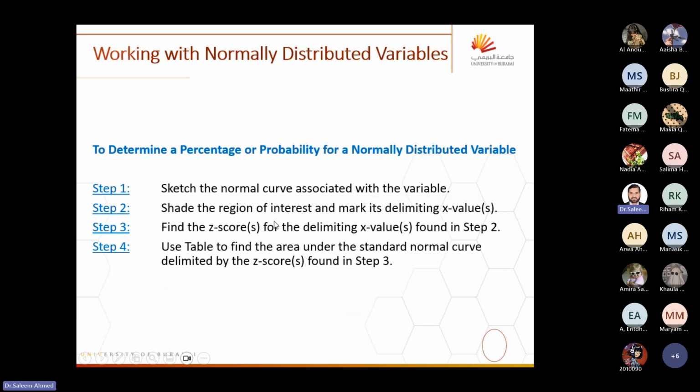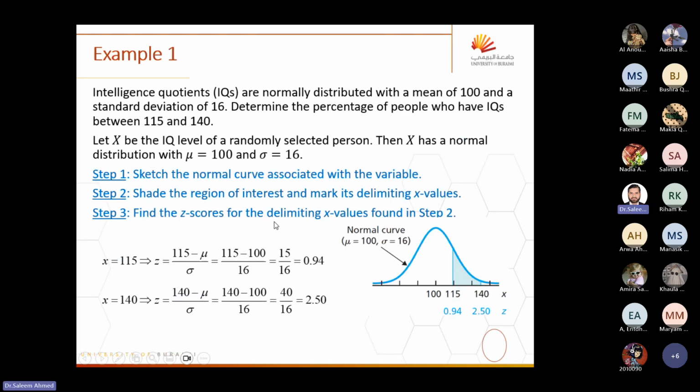So I can go to an example. Intelligence quotients are normally distributed with mean 100 and standard deviation 16. So see, mean and standard deviation are given. Always, they will always be given, right? Determine the percentage of people who have IQs between 115 and 140.